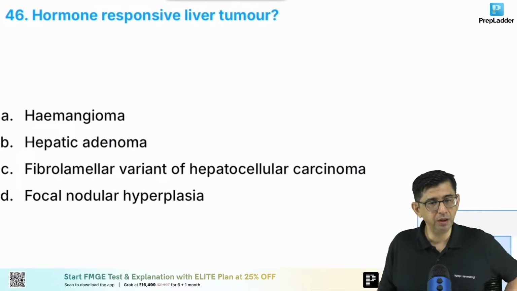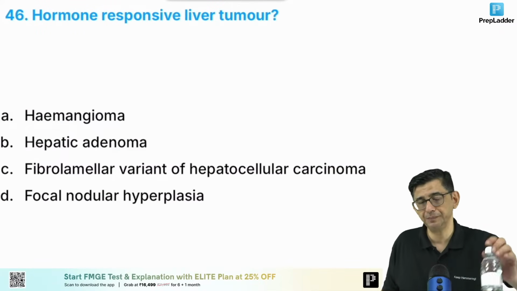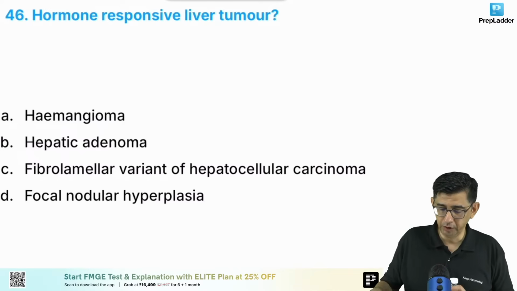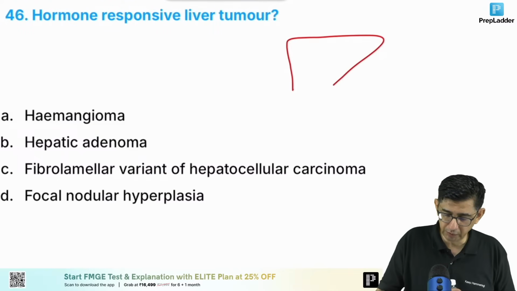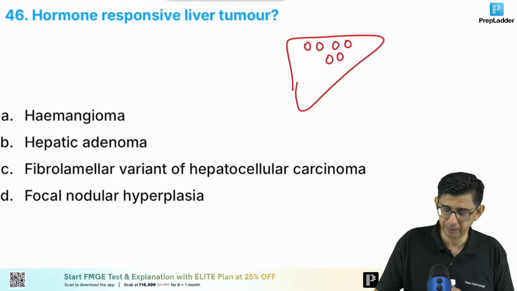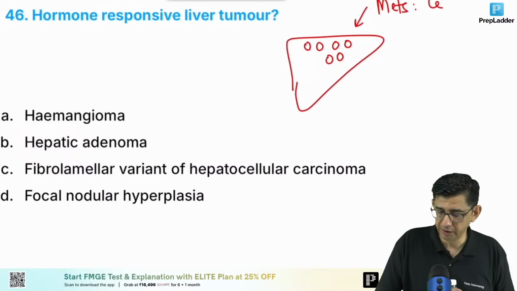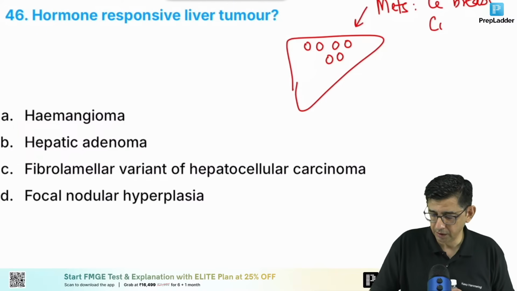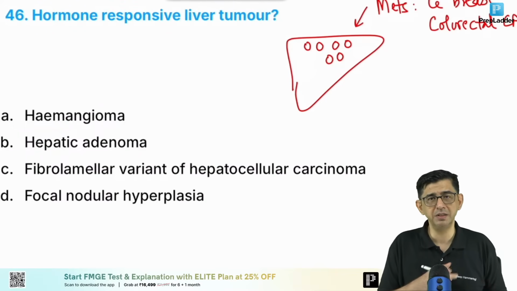Moving to the next one, hormone responsive liver tumor. For the liver, overall the commonest would be METs. And these METs could be coming from two areas, either from the breast or from the rectum, colorectal cancer. Lots of times the METs that come to the liver can come from the breast, or via the portal vein, that is colorectal cancer. So METs can be present, that is one.